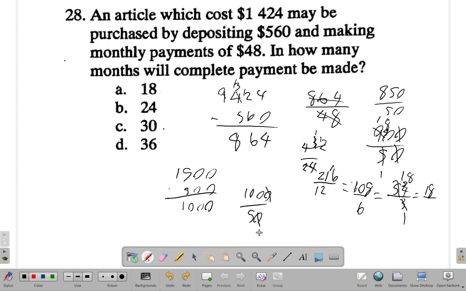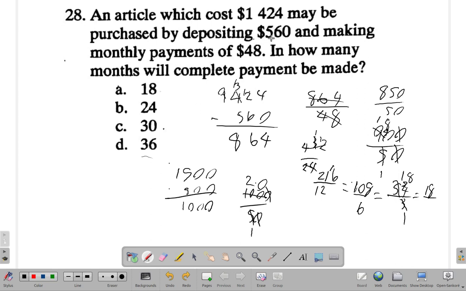1,000 over 50. 5 into 5, 1, 5 into 10, 2, so 20. Which number here is closest to 20? I could look at 18 and 24, but remember that I had jacked the price up to 1,500. Now, if I reduce it back, the person could pay in less than 20 months. So it's a matter of playing around with these numbers.